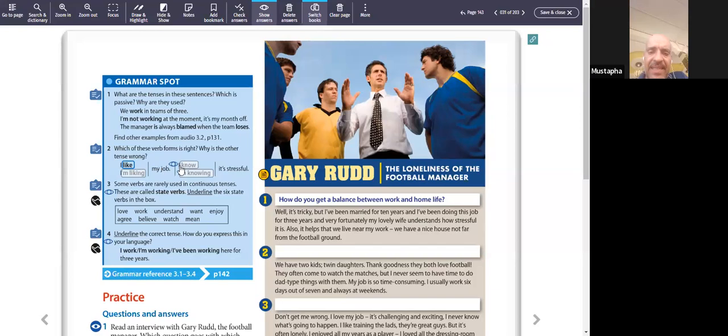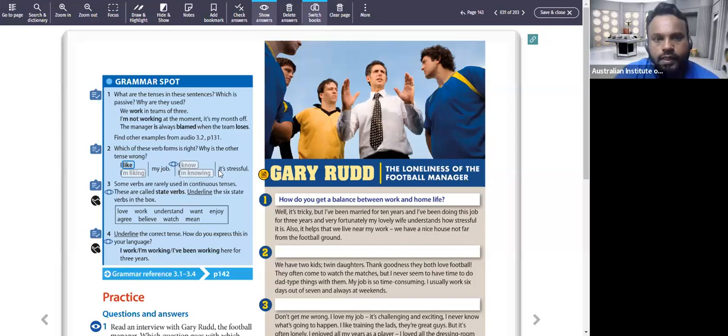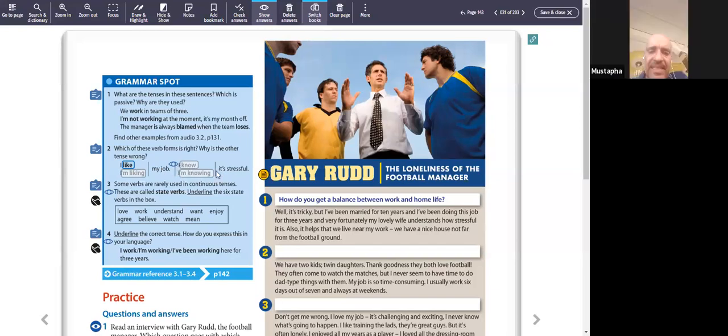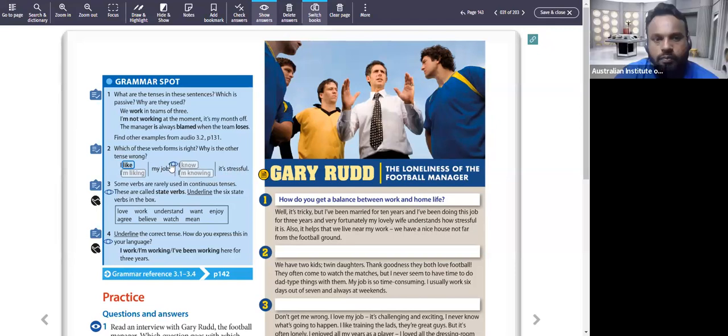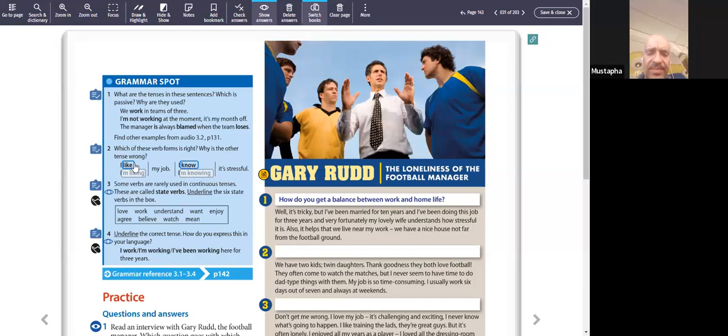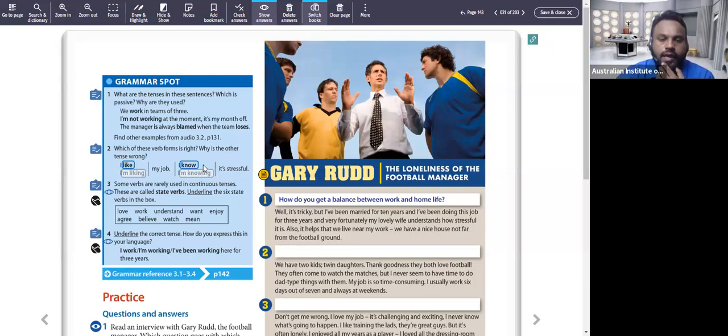Opinion. Next one, "I know it's stressful." "I am knowing it's stressful." Which one? "I know." Good. "I know." And it is a state verb. That's why. So we know "like" is a state verb, "know" is a state verb, and the state verb doesn't what? Doesn't add the -ing form.